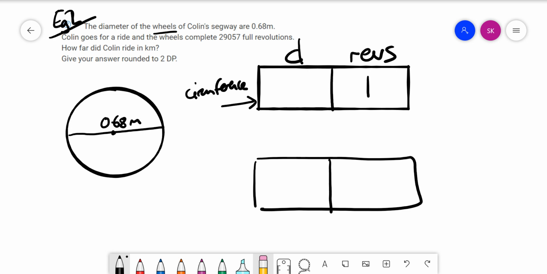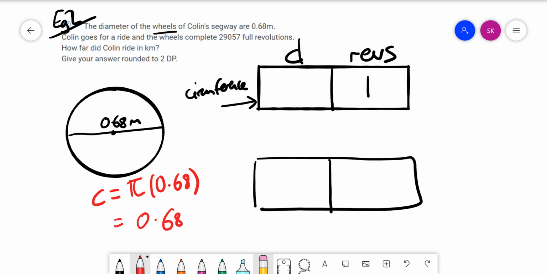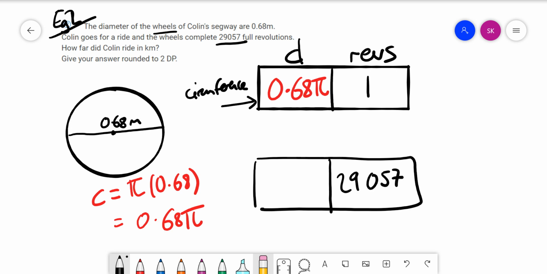So the first box, for one revolution, is the circumference. So we need to find what the circumference is. Circumference is distance around a circle. How do we find it? Pi times d. So 0.68 pi. So that's how far Colin travels from one revolution. But you can see actually Colin's wheels do 29,057 revolutions. It's a huge number of revolutions.